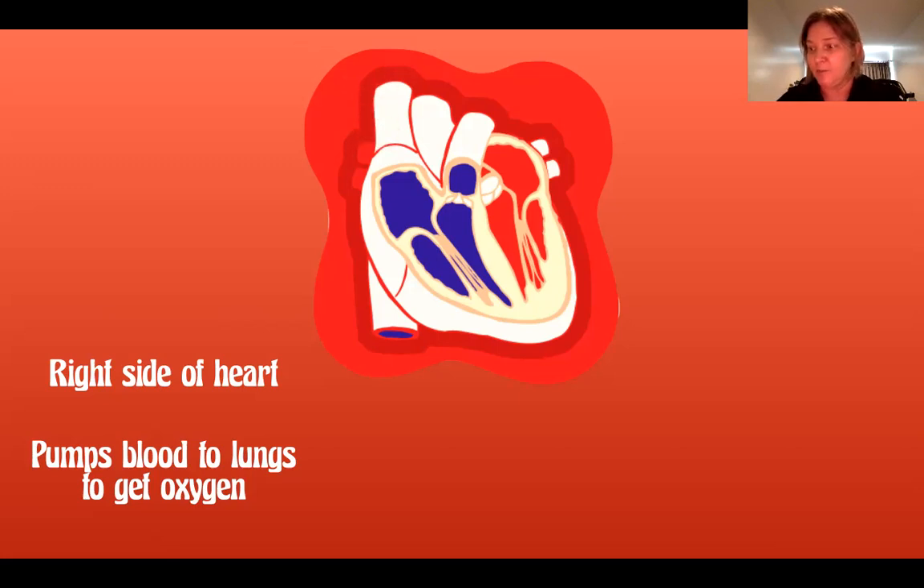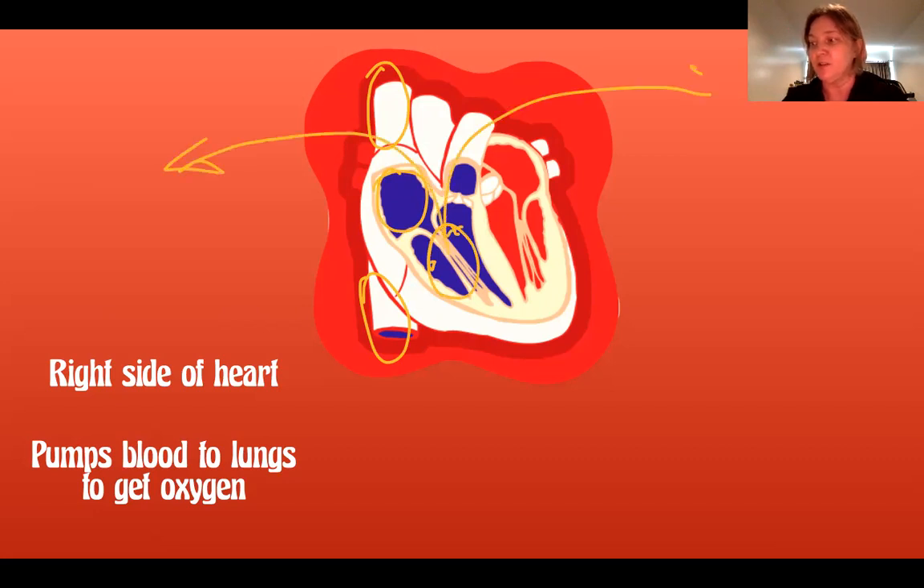There's two big vessels, one bringing blood from the top half of the body and one bringing blood from the lower half of the body back to the right side of the heart. And then it goes from the right atrium to the right ventricle. When it leaves, it goes out to the lungs to get oxygen.